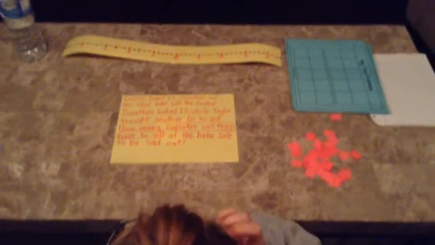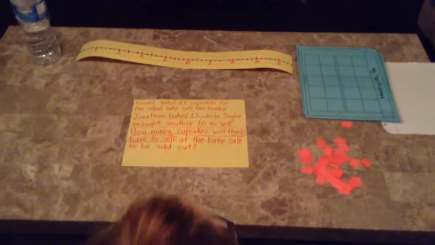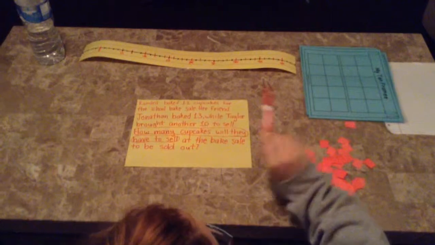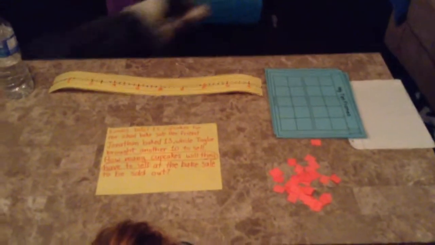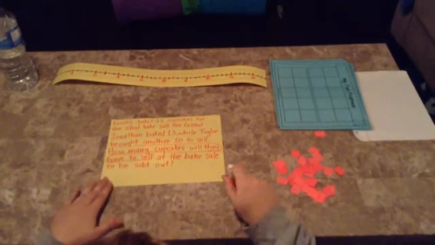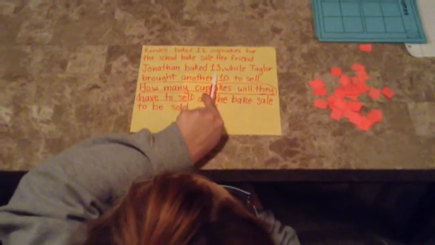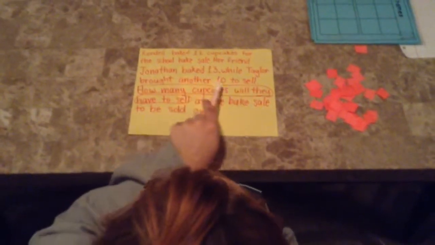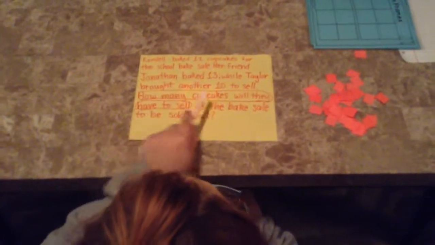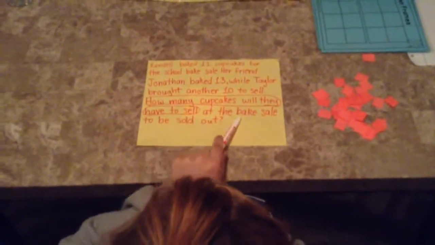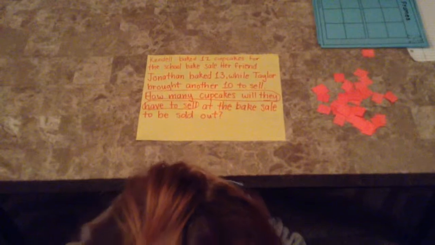Alright, today we are going to work on addition using a 10 frame and a number line. For this, we are going to use a word problem. Our word problem today is Kendall baked 12 cupcakes for the school bake sale. Her friend Jonathan baked 13, while Taylor brought another 10 to sell. How many cupcakes will they have to sell at the bake sale to be completely sold out?